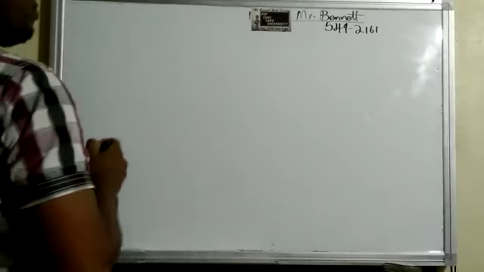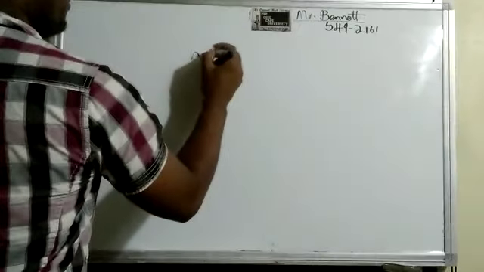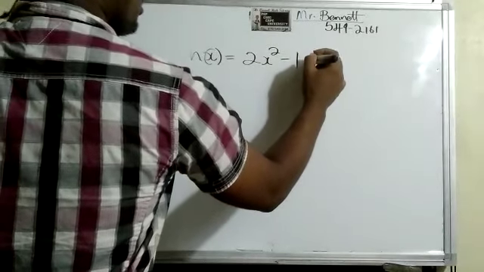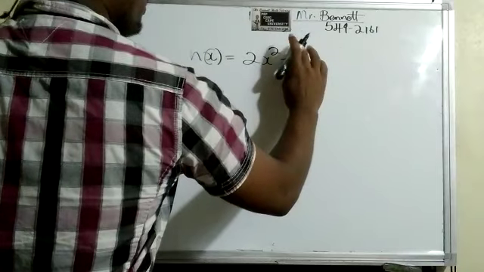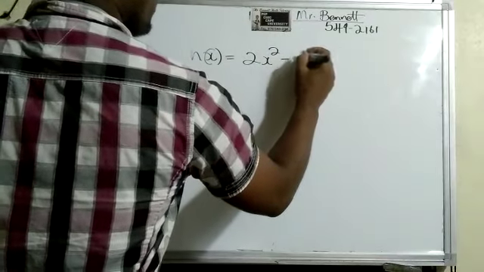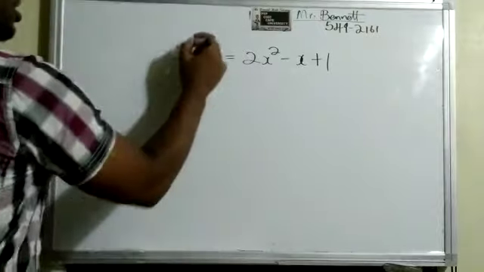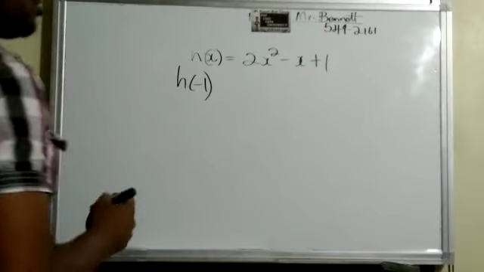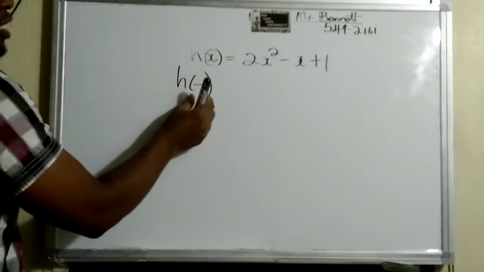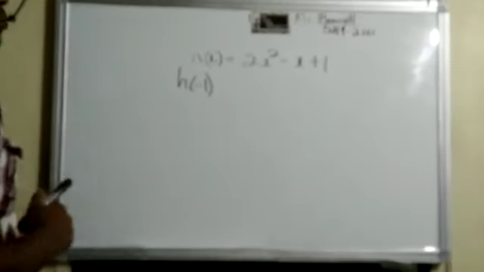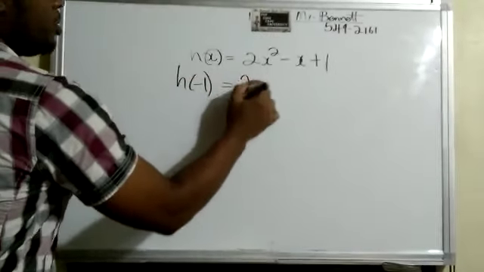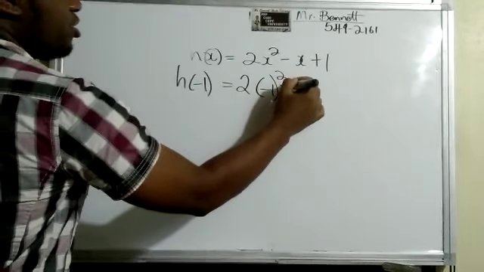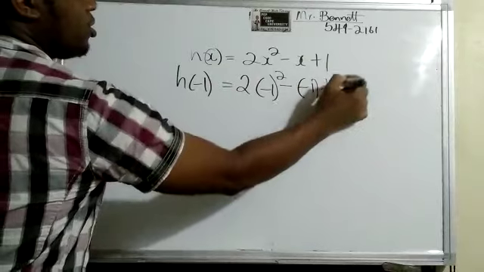So let us say h of x is equal to 2x squared minus x plus 1, right? And they ask us to find h of negative 1. Same approach, guys. Wherever we see x, we replace with negative 1. Now, let us do that. So it will be 2 times negative 1 squared, minus negative 1, plus 1.